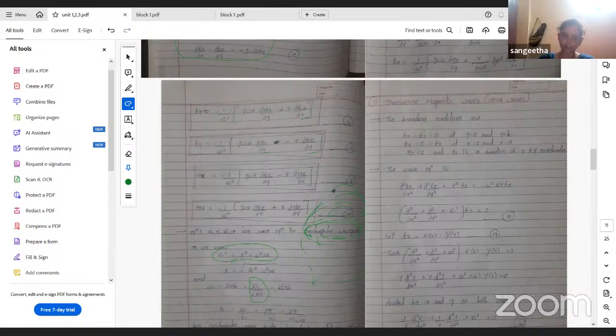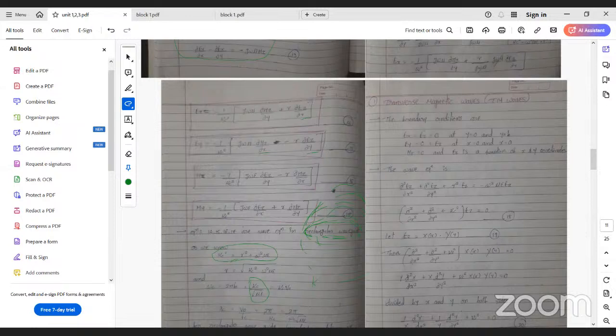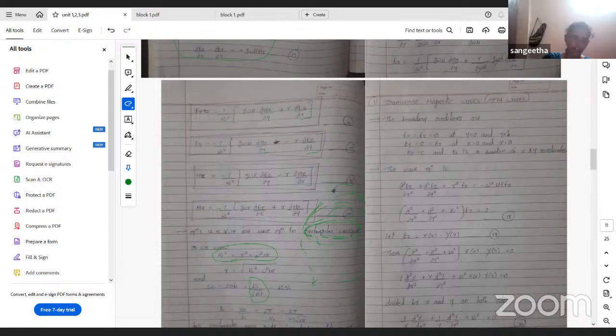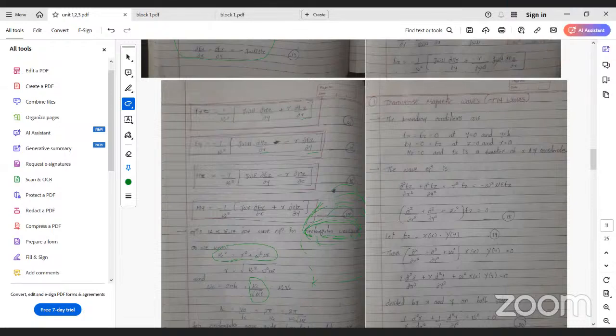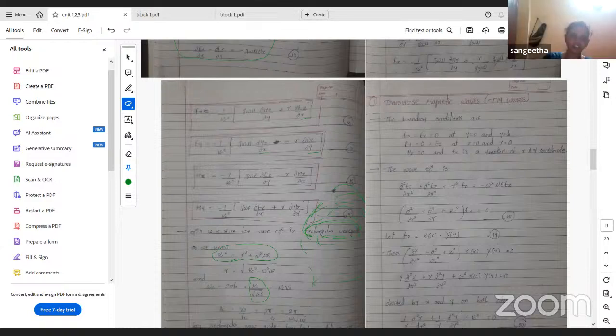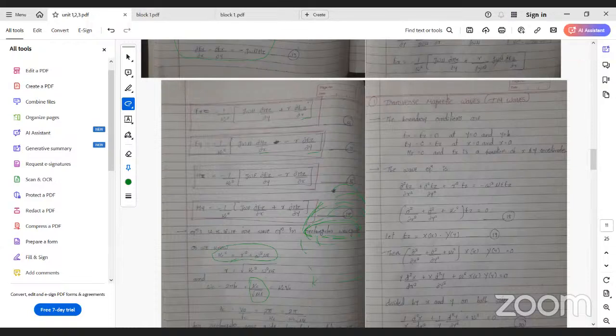If they ask for characteristics, up to boundary conditions we have to write the characteristics, ma'am. Boundary conditions: x is equal to 0 to a, y is equal to 0. Up to there you have to write the characteristics. Both are the same.